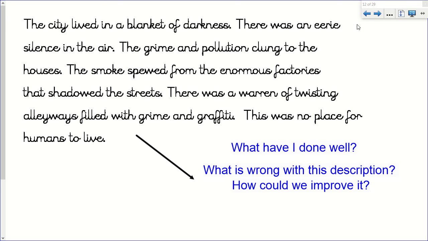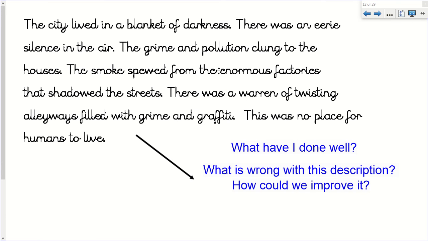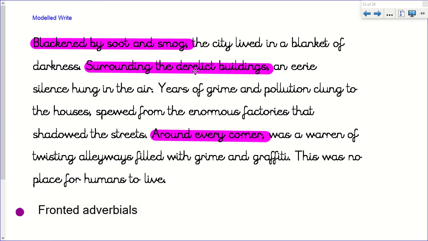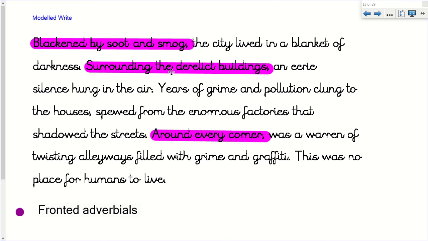So the city lived in a blanket of darkness, blackened by soot and smog. The city lived in a blanket of darkness. Go back. The grime and pollution clung to the houses. The smoke spewed from the enormous factories that shadowed the streets became... Oh, I've missed something out, sorry. There was an eerie silence in the air. Let's go back. Became surrounding the derelict buildings. An eerie silence hung in the air.